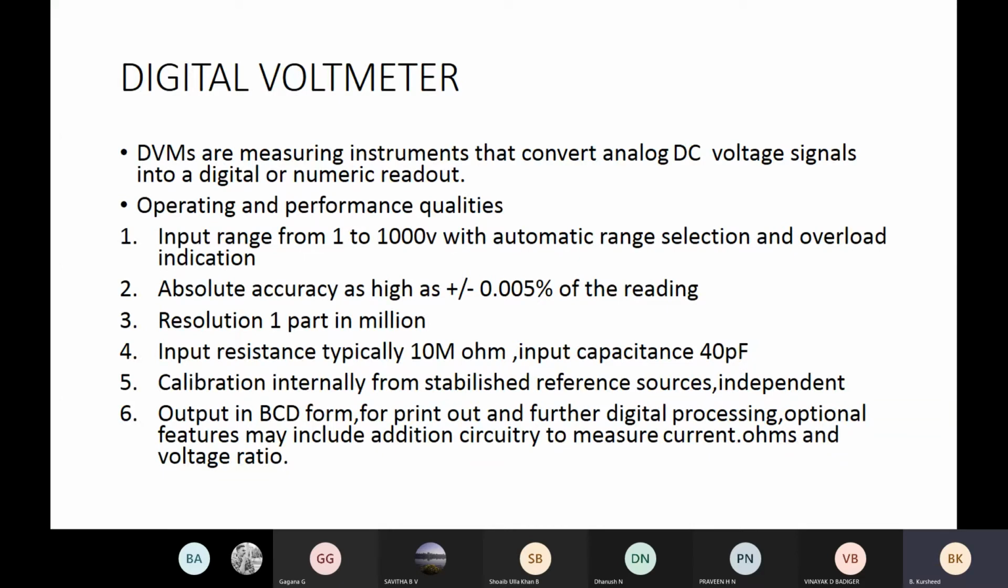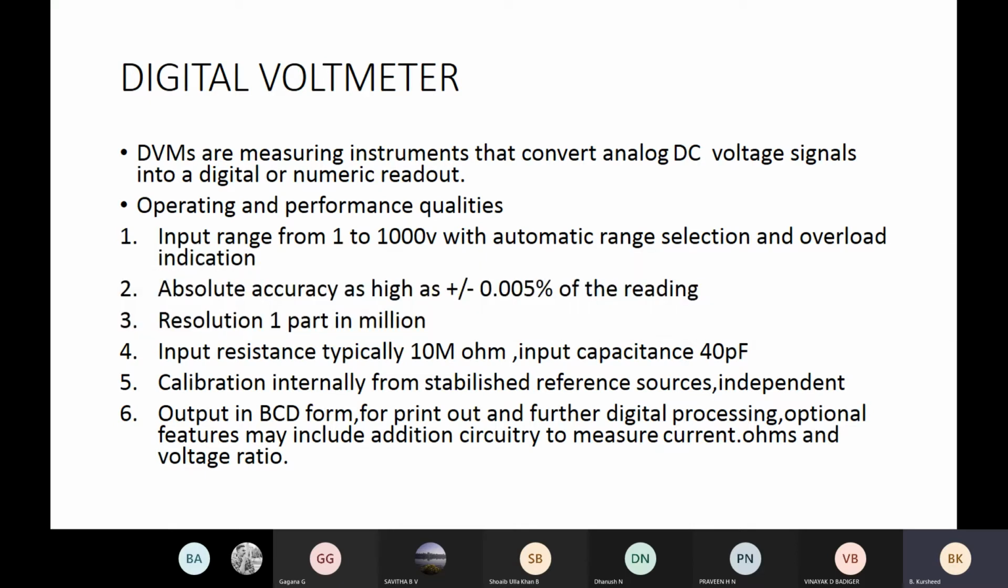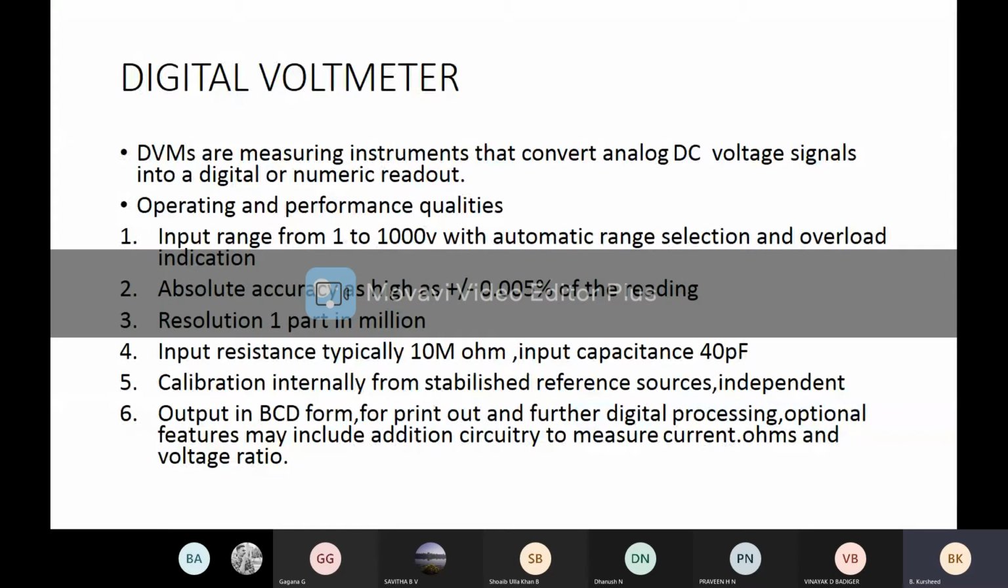And as I mentioned, there are different operating and performance qualities. What are those? The input range is from 1 to 1000 volts with automatic range selection and overrange indication. Means the digital voltmeter which you will be taking can measure a minimum voltage of 1 volt to a maximum voltage of 1000 volts. It can display. What is the absolute accuracy?